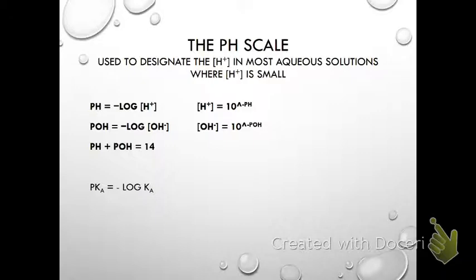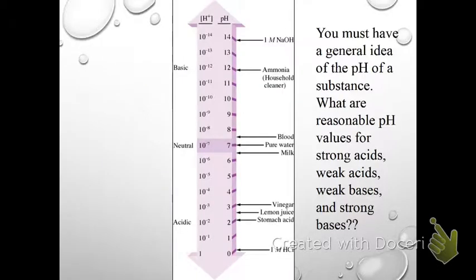A pKa is the negative log of your Ka value. I just wanted to put that in there because we're going to see that later. We already talked about the general scale, acid and base, we know what those are. Blood is actually slightly basic, so you're all slightly basic.